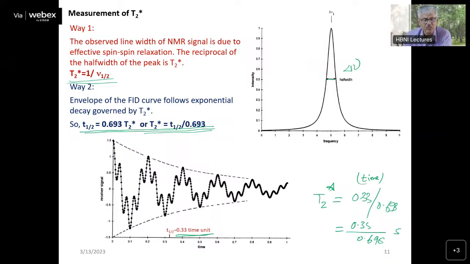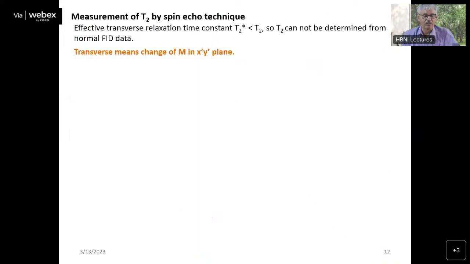Okay, so this is now T2 star. Now for measuring T2, you have to avoid the outcome of magnetic non-homogeneity. Let us see how to do that. What I mean to say is that the effective transverse relaxation time, T2, is greater than T2 star, so T2 cannot be determined from the normal FID data. You cannot detect it because normal FID data gives you only T2 star.